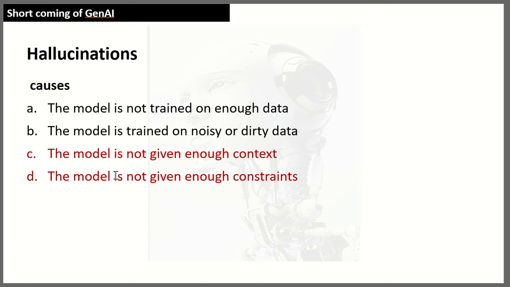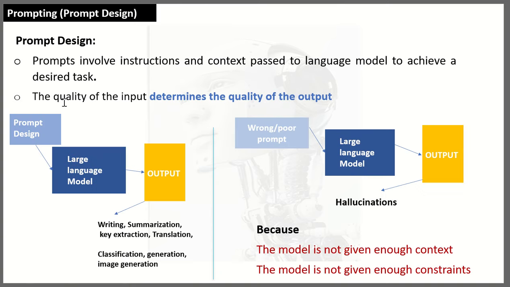Then this C and D is where we come in, because A and B are not our responsibility. It takes billions and billions of dollars to achieve that, and Google, OpenAI, Facebook have done a good job in achieving this. But C and D is where you and I come in. That is, when you don't give the model enough context or enough constraints, it's going to hallucinate.